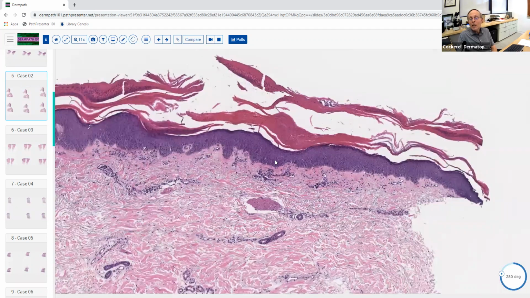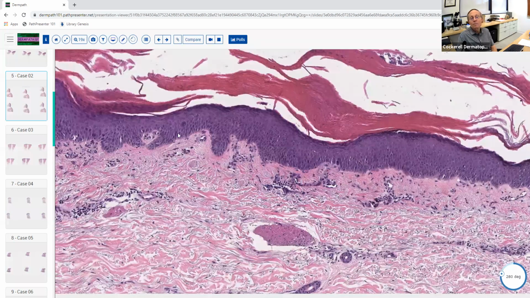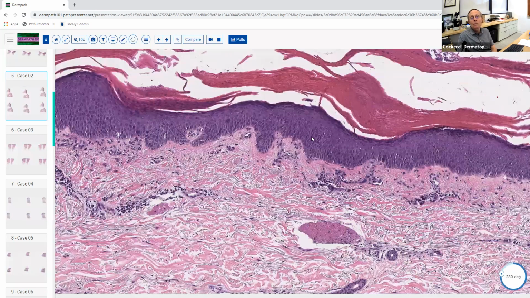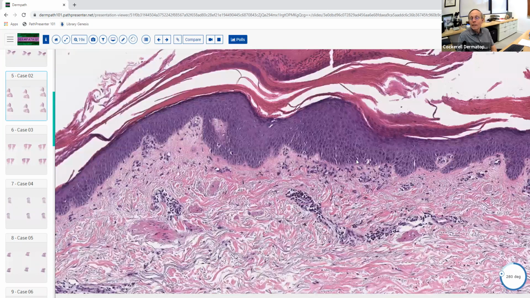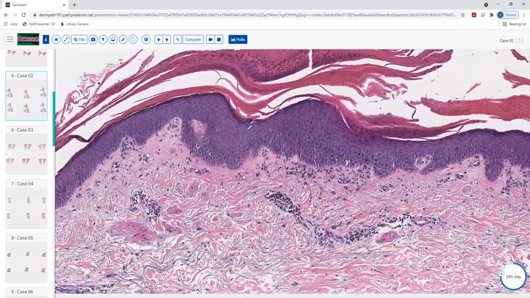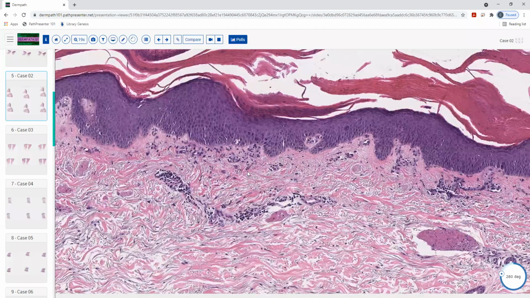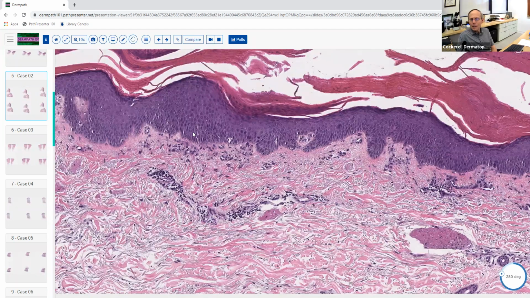Is it psoriasiform acanthosis? Is it regular, irregular? How would you describe these epidermal rete ridges here? I would call it irregular. It doesn't look psoriasiform. It's not really floridly psoriasiform like we would see in psoriasis. I totally agree with you.